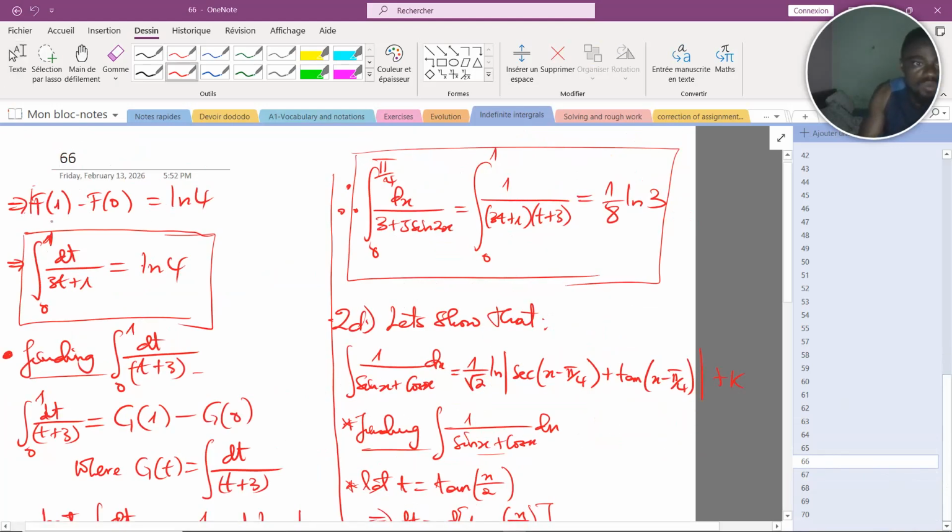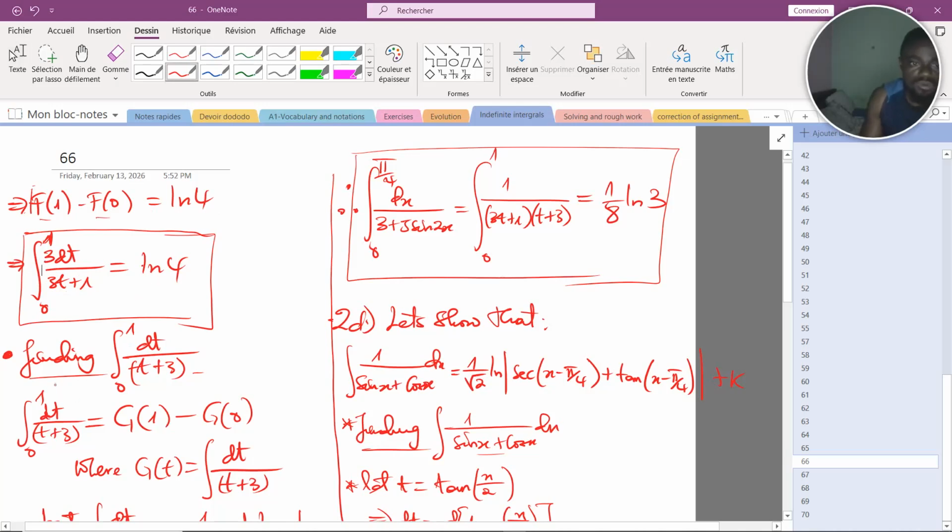So from there, we are going to have f of 1 minus f of 0, which will be ln of 4 minus ln of 1, which is ln of 4. So the integral from 0 to 1 of 3 dt over 3t plus 1 is ln of 4.